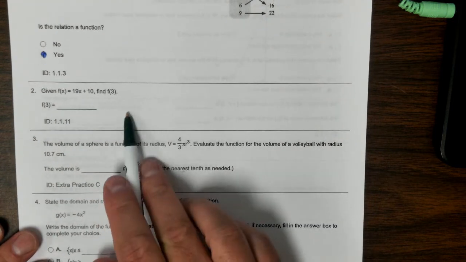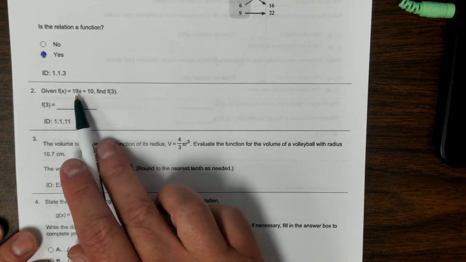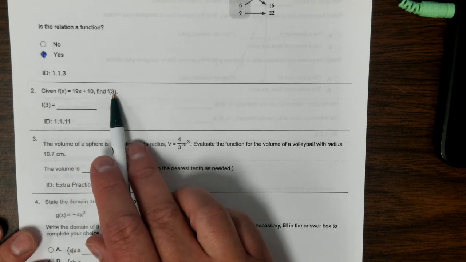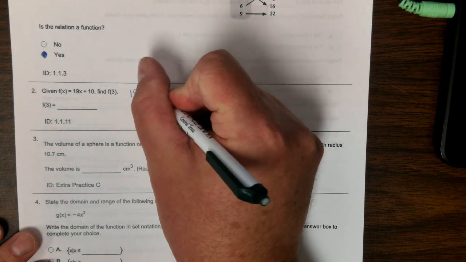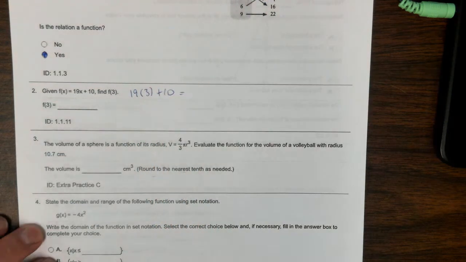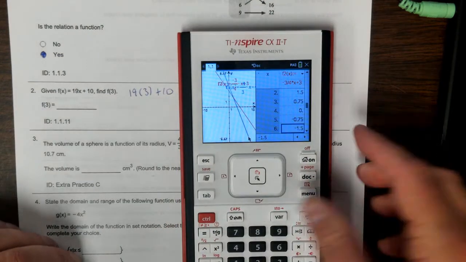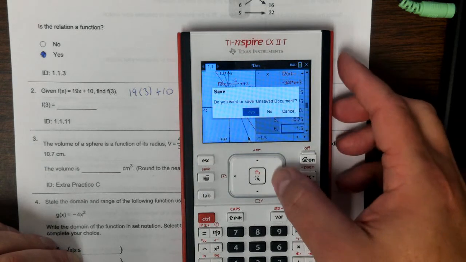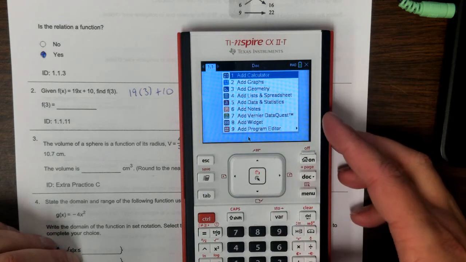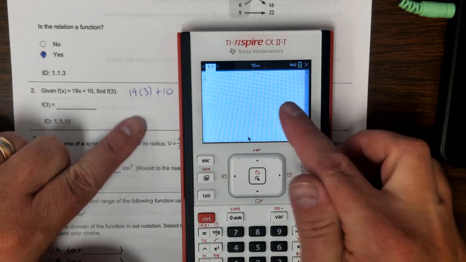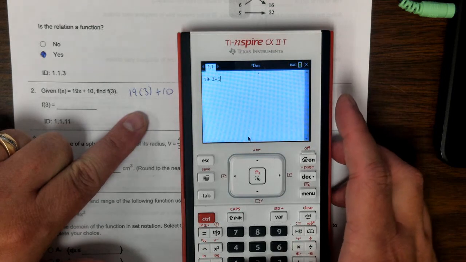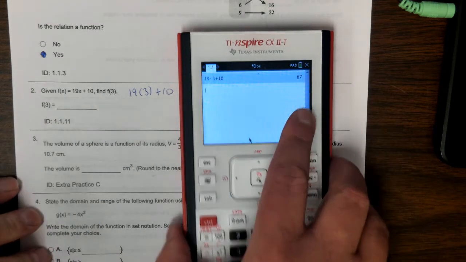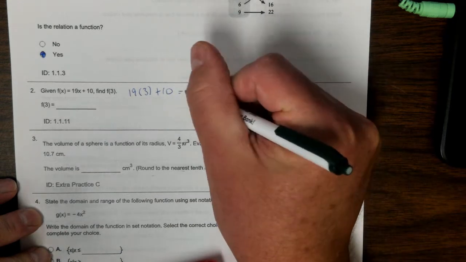And then on this one it says given 19x plus 10, find f of 3. So one way to do this is to go 19 times 3 plus 10. So just on a regular calculator screen, I have 19 times 3 plus 10, and I get 67. And that's the right answer.